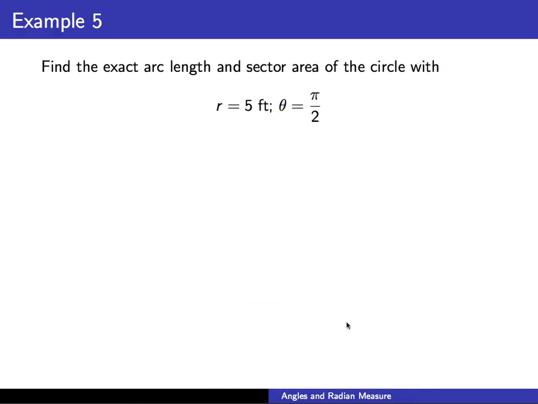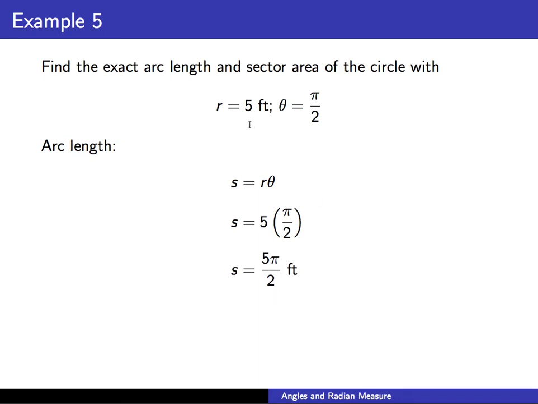All right, example 5: find the exact arc length and sector area for the circle with a radius of 5 feet and a theta of pi over 2, or 90 degrees. So this is 1/4. Pi over 2 is 1/4 of the entire circle. If we're taking 1/4 of the entire circle, we're going to take 1/4 of the circumference for the arc length, and 1/4 of the area for the sector area. So for arc length, s is r times theta, which is 5 times pi over 2, which is 5 pi over 2 feet.